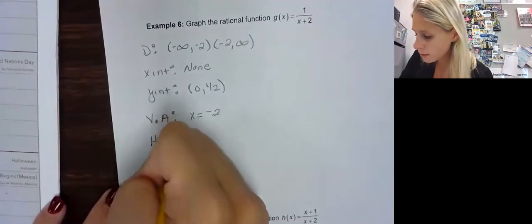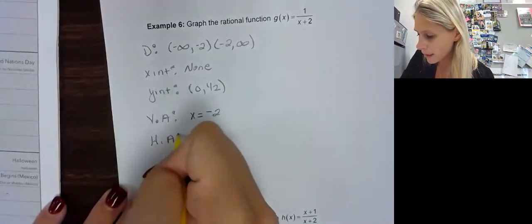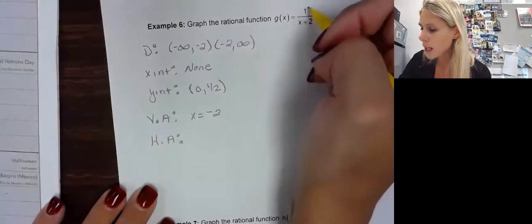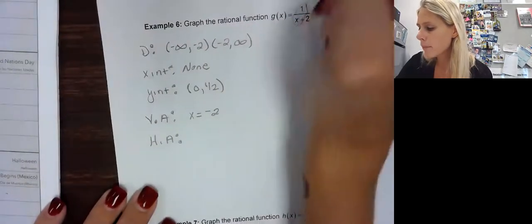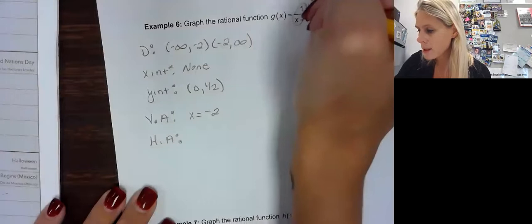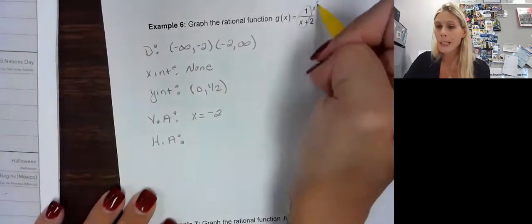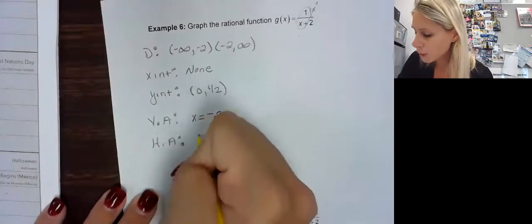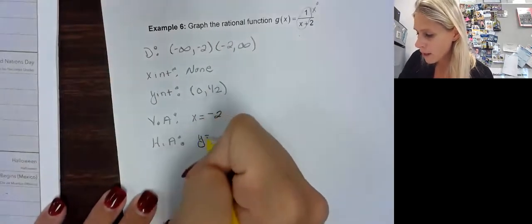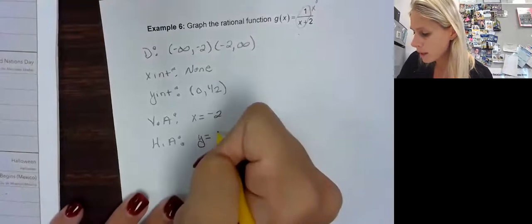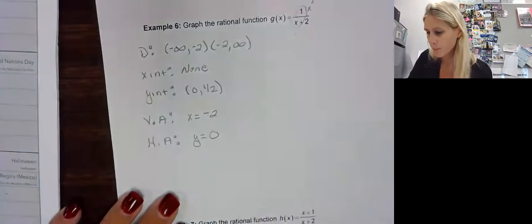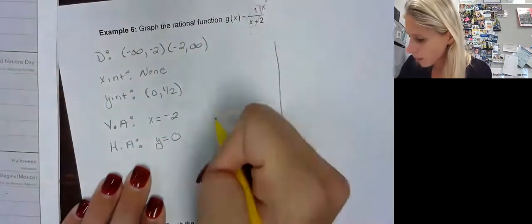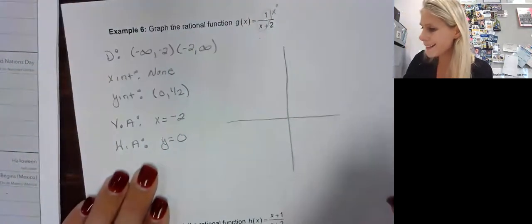Horizontal asymptote, remember we look at the leading term. Well, there's only one term on top, so let's keep in mind that that is x to the 0, which means p is less than q. So if p is less than q, you automatically have a horizontal asymptote at y equals 0. Okay, so what does it mean by plug-in? Well, I will show you in a second.